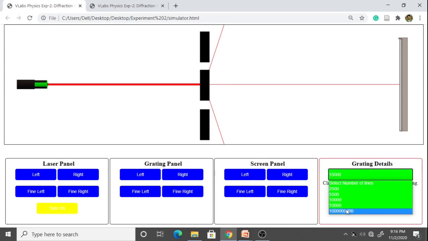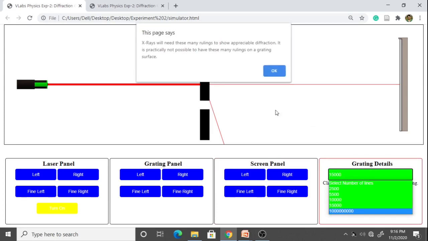So what happens when I select this largest number here? There is a message here, and a learning for us, that X-rays will need these many rulings to show appreciable diffraction. It is practically not possible to have these many rulings on a grating surface.